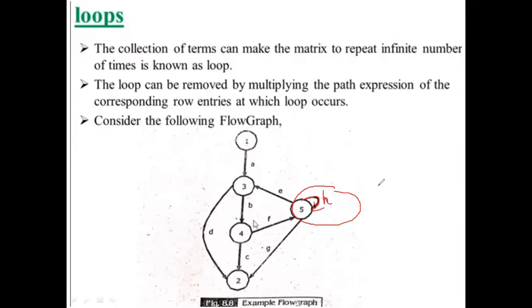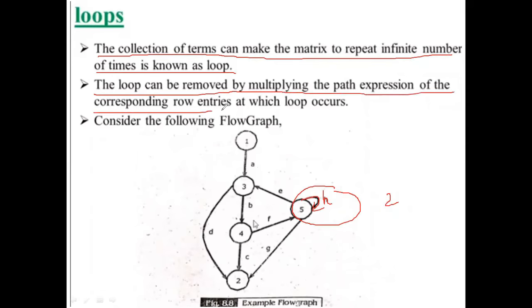For example, if you iterate 2 times, we can indicate it with a square. If it is infinite, then it is an infinite sum of matrix powers. The collection of terms that can make the matrix repeat an infinite number of times is known as a loop. The loop can be removed by multiplying the path expression of the corresponding row entries at which the loop occurs.